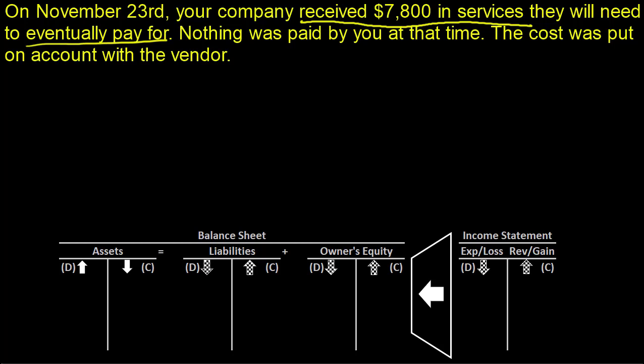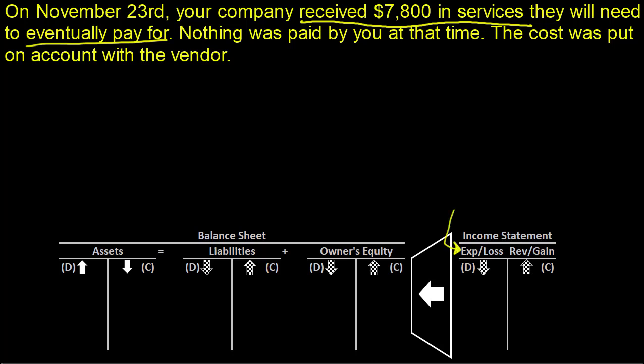So the cost was put on account with the vendor. I almost called it the Avenger. No, it's the vendor. All right. So nothing was paid by you at the time. The cost was put on account with the vendor, and you received services. And usually services are going to be related to some sort of expense that you have.